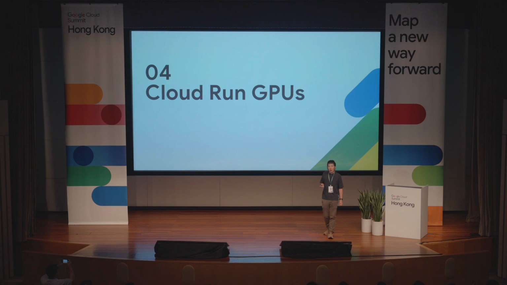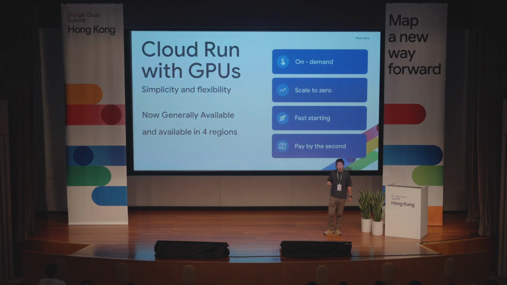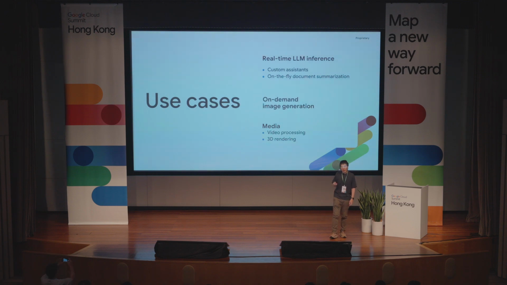Okay. Cloud Run GPU is the thing I want to talk about. It shares similar characteristics with CPU in Cloud Run, so that you can scale on demand, scale to 0 very fast, and pay by second. And it's available not just in 4 regions, there's a 5th region now, so 5 regions. The typical use case is LLM inferencing, and also image generation, and also media processing with Cloud Run GPU.